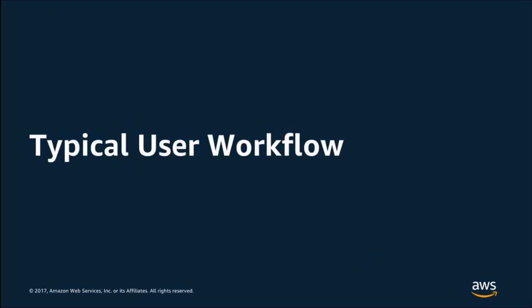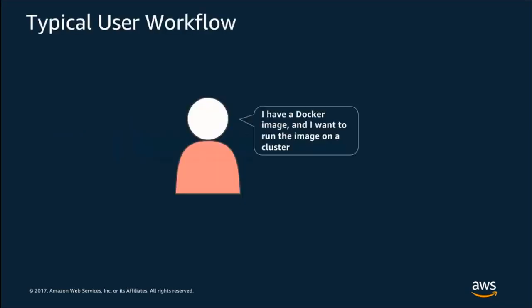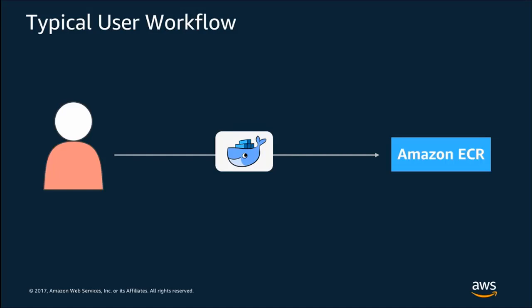So let's look at a typical user workflow. So we have a user here, and he says to himself, I have a Docker image, and I want to run the image on a cluster. The user first pushes one or more images to their Amazon ECR repository. The user creates a task definition that specifies one or more containers required for the task, including the ECR repository and image, memory and CPU requirements, any shared data volumes they might need, and how the containers are linked to each other.